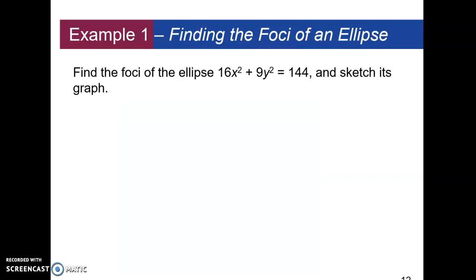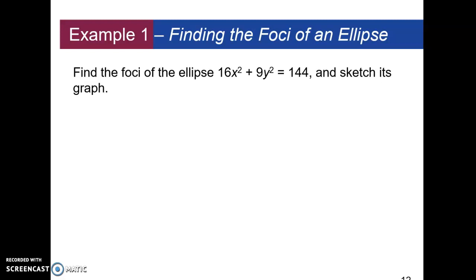But let's work through this first example. We're asked to find the foci. So what are the coordinates of the two foci of this ellipse? The equation is a little bit strange. It's not x squared over a squared plus y squared over b squared equals 1. It's something very different. So we need it to be equal to 1. So the first thing we do is to make 144 equal to 1, we divide by 144. Well, everything needs to be divided by 144.